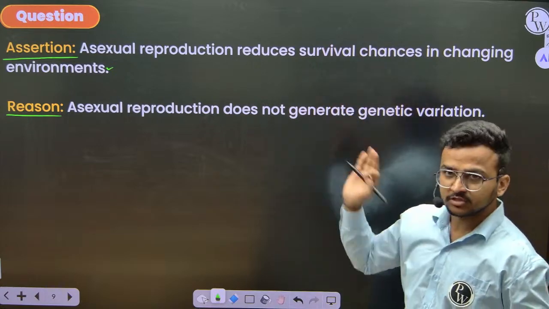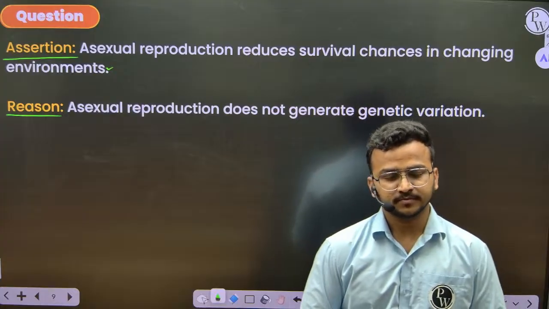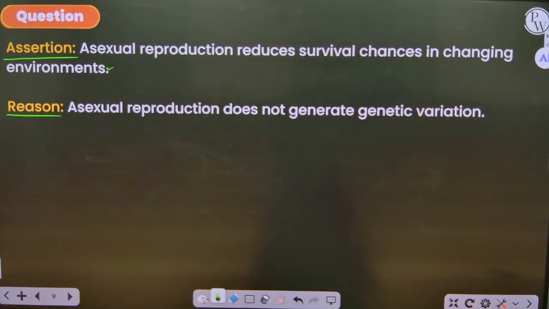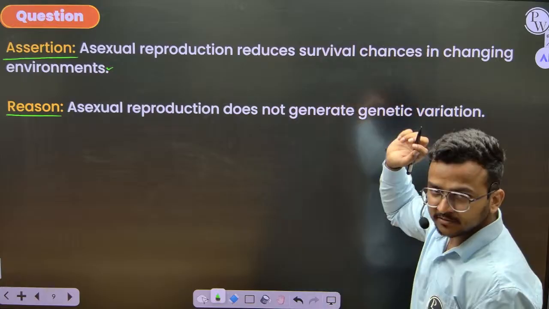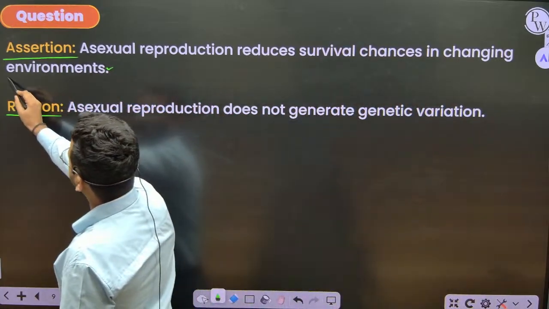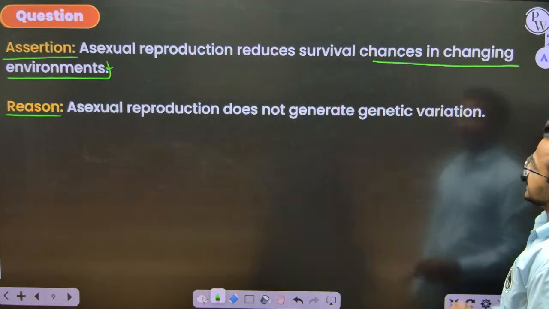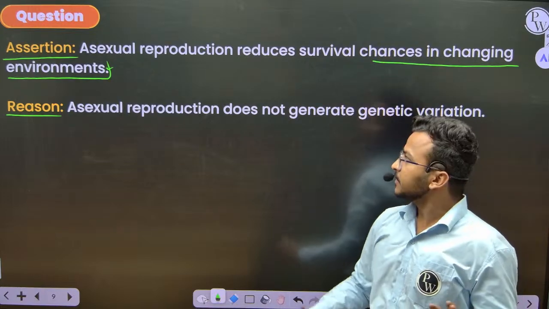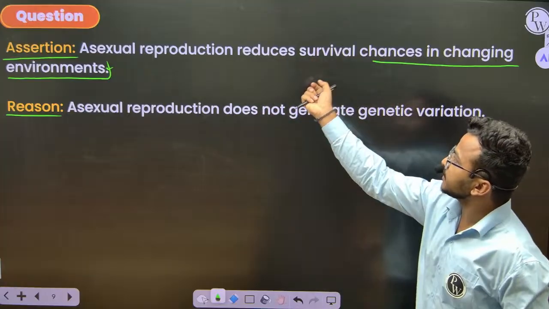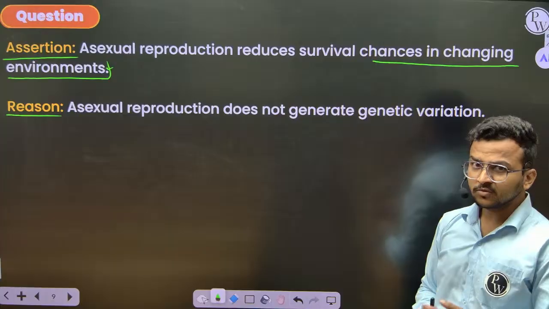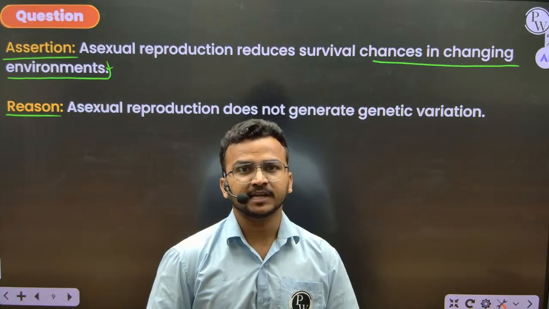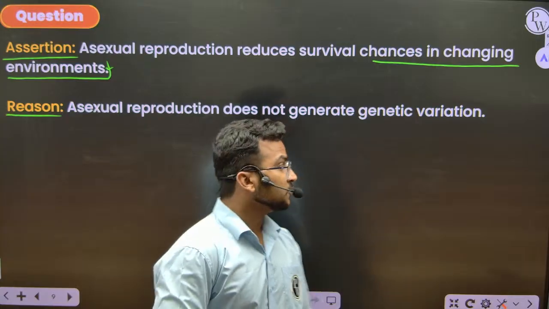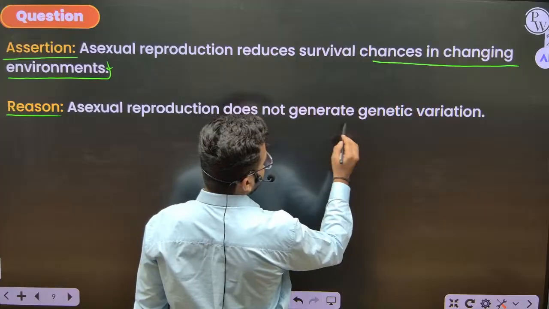First see whether the two statements are correct or not. Asexual reproduction reduces survival chance in a changing environment. If there is any change in the environment, there are reduced survival chances, they are saying. That is true. Much variation is not seen in asexual reproduction individuals, so they cannot survive if there is any change in the environment. So that is true. And asexual reproduction does not generate genetic variation.